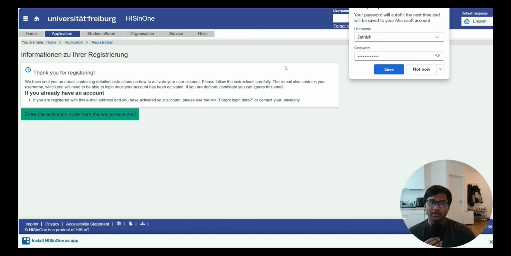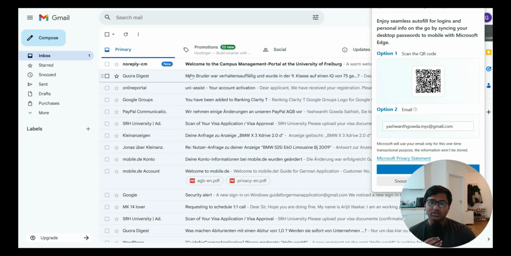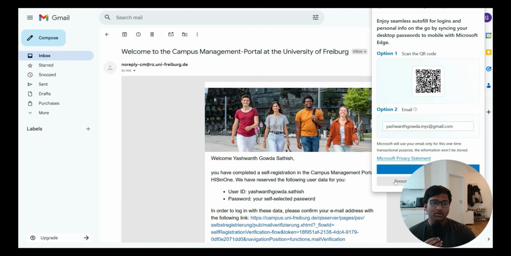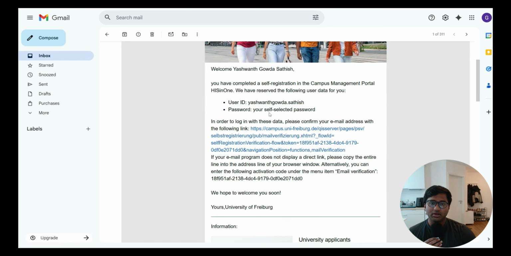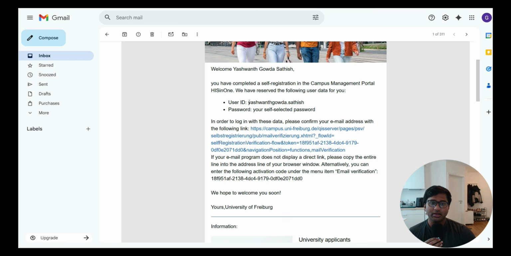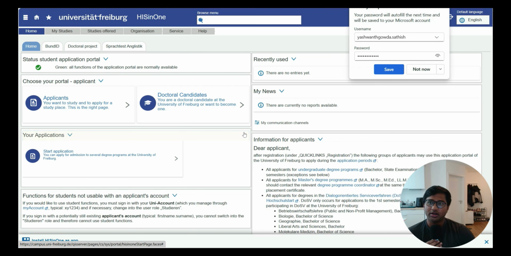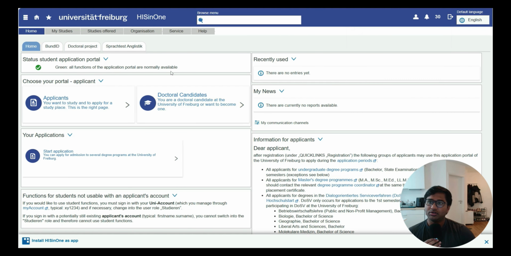Once you click on register, an account activation link will be sent to your email. You have to go to the registered email, then you will get an account registered email. This is your user ID, and the password is what we chose when we gave it in the registration portal. So here you can click on this link that will register your account. Then you can use this user ID as your username. Password is the chosen password. Then you can click on login. Once you click on login, you will be inside the application portal of University of Freiburg.